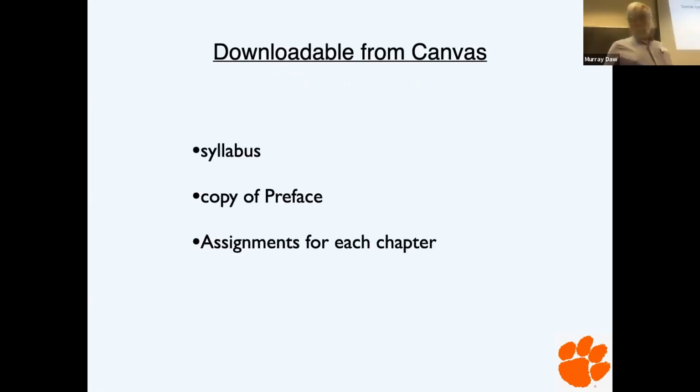Okay, so some logistics first. A lot of stuff is on Canvas. It's all under files on Canvas. Even the syllabus is not under syllabus. It's under files. Everything's under files.